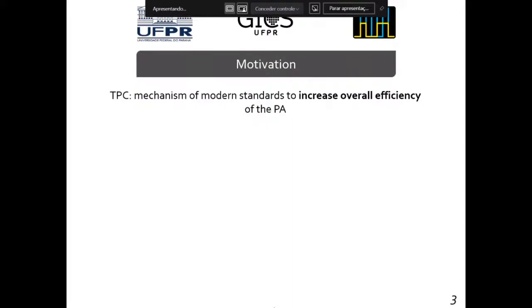So, the transmit power control, or TPC, is a mechanism of modern standards employed to increase overall efficiency of the transmitter. It is employed in high-efficiency wireless communication standards, such as the IEEE 802.11ax. At the physical level, it can be seen as a modulation of output power as function of the application.